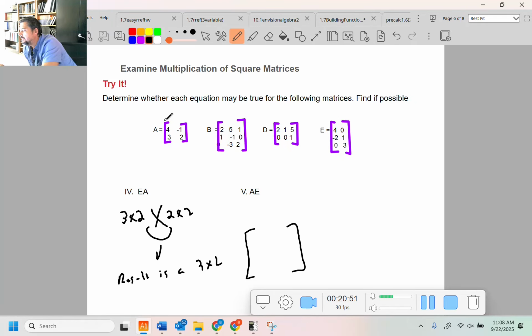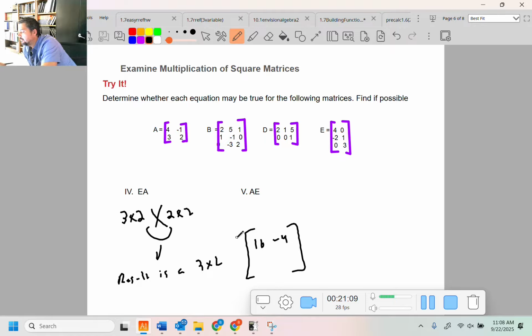So row 1, column 1. 4 times 4 is 16. 0 times 3 is 0. There's a 16. Row 1, column 2. 4 times negative 1 is negative 4. 0 times 2 is still 0. Negative 4 plus 0 is negative 4.